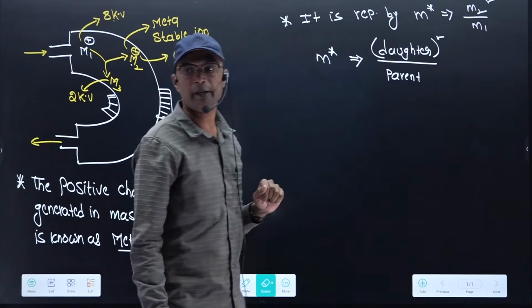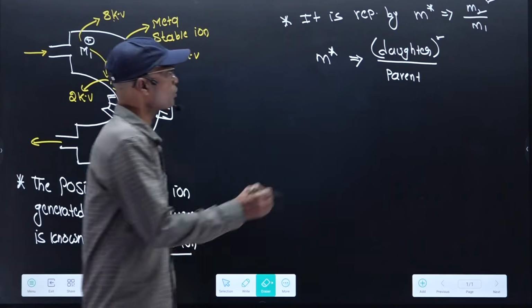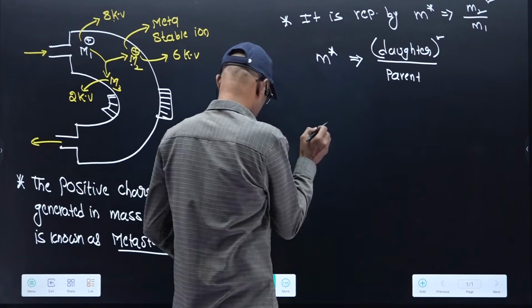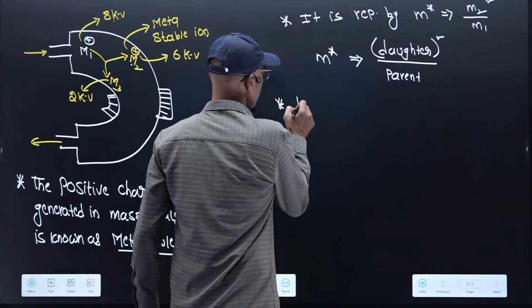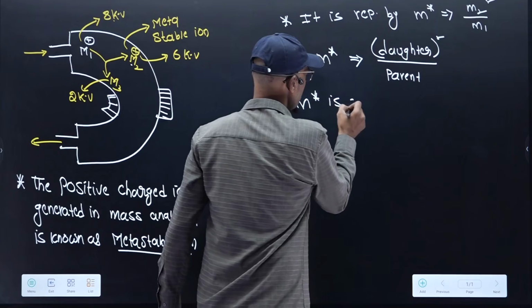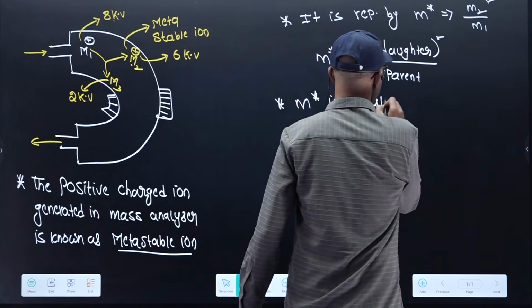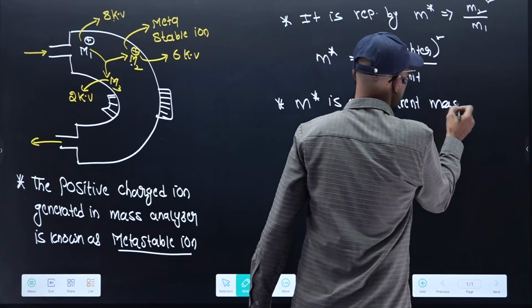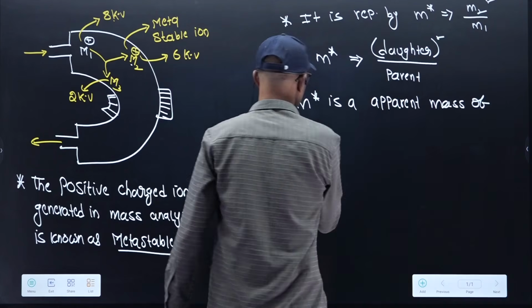That mass is called the apparent mass. Here m star is the apparent mass of the metastable ion. It is not the true mass.